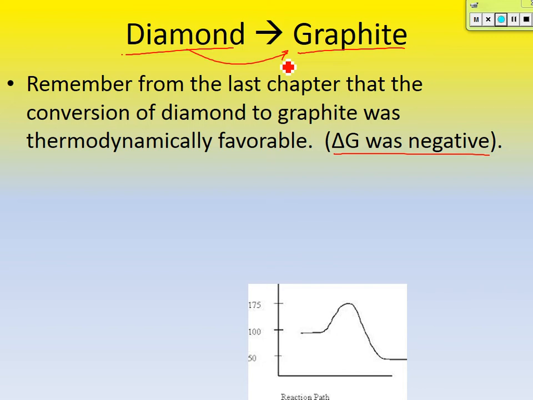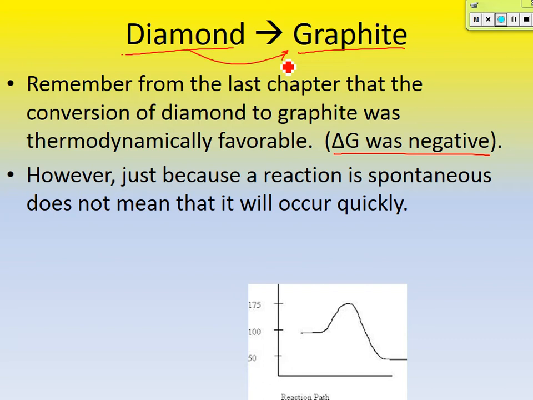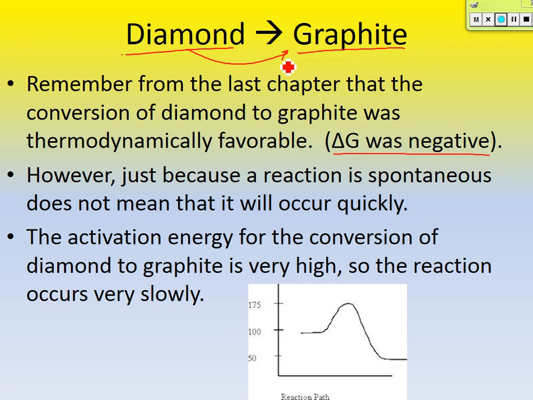How come? It takes a long time. This process, even though it's favorable in terms of thermodynamics, is going to take a long time. Like it says here, however, just because the reaction is spontaneous doesn't mean it will occur quickly. The activation energy for this reaction is very high, so the reaction occurs very slowly. So this hill is really high for this process. So if you buy a diamond ring, you don't have to worry. It's not going to turn to graphite overnight.